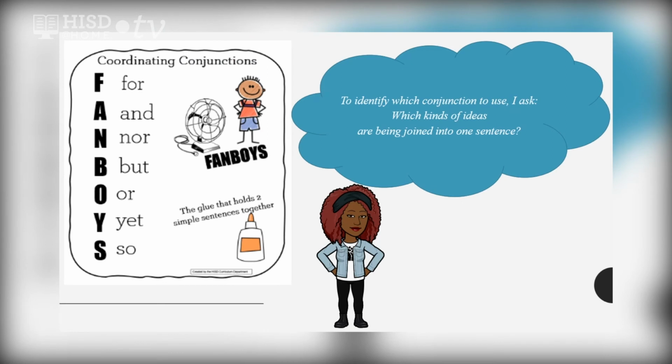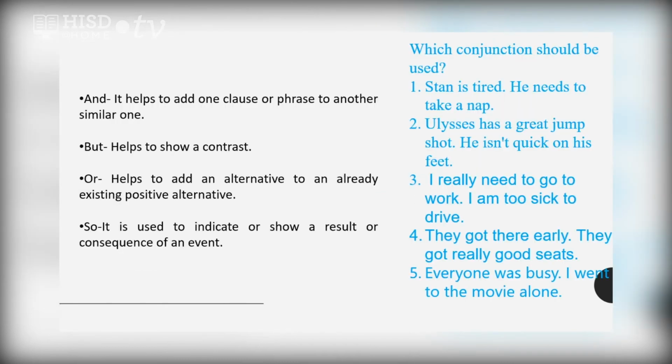When identifying which conjunction to use, we must ask ourselves which kind of ideas are being joined into one sentence. There's several conjunctions that we can use. We're going to use the acronym FANBOYS to help us remember the different conjunctions that we can possibly use. F stands for, A and, N nor, B but, O or, Y yet, and S so. We're really going to focus in only on 4 of these conjunctions though.